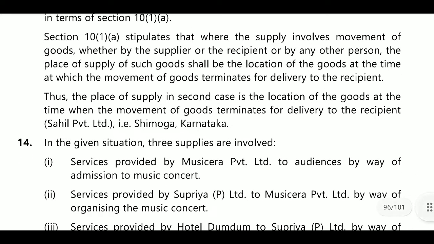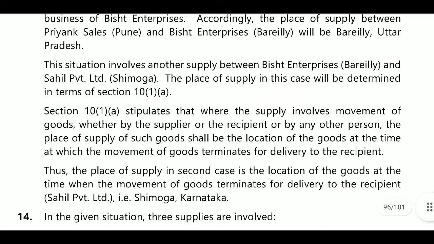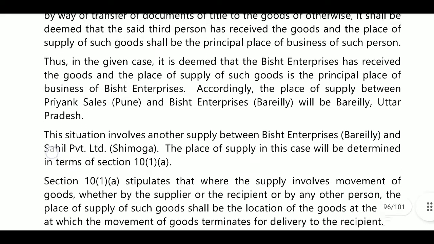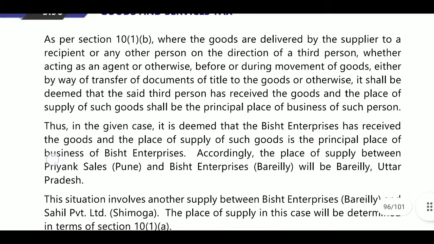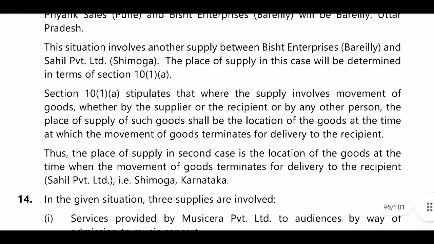Thus the place of supply in the second case is the location of goods at the time when the movement of goods terminates for delivery to the recipient. The supplier is giving to the Shimoga person, so Shimoga is the location of the place of supply.